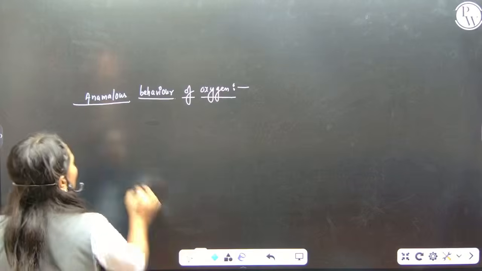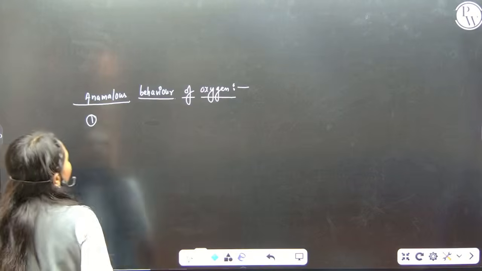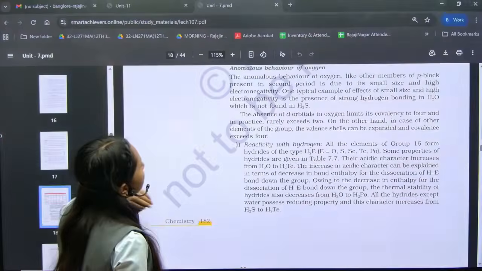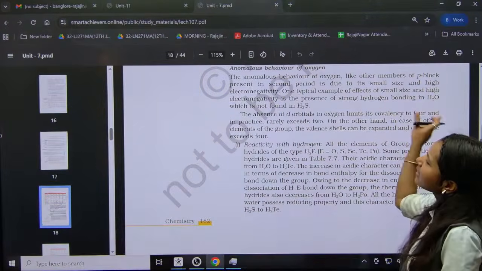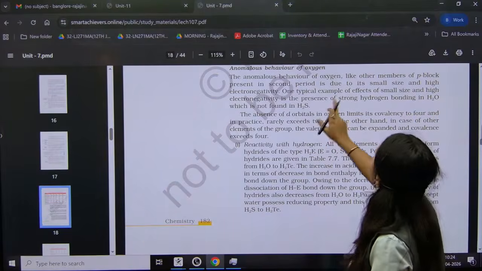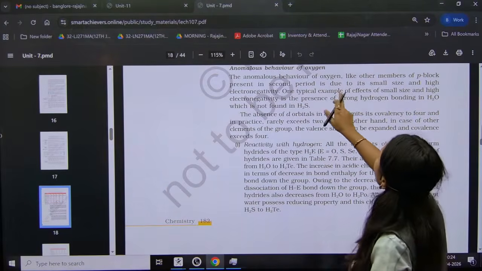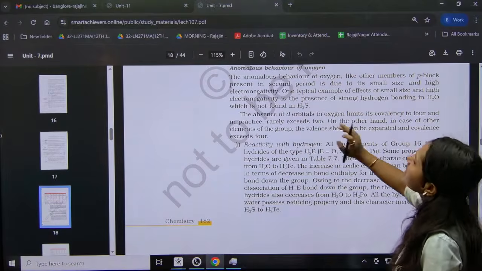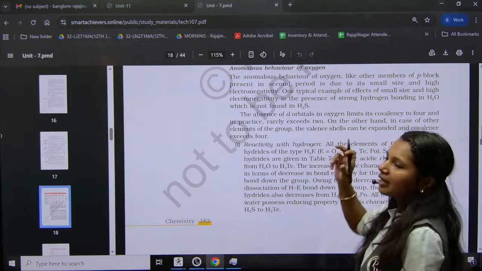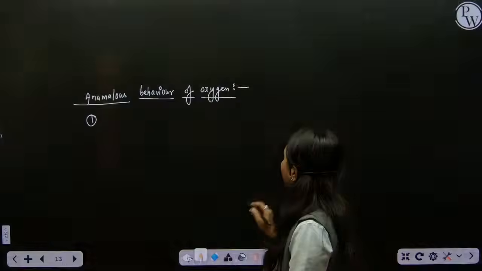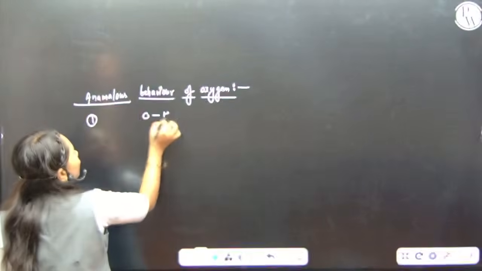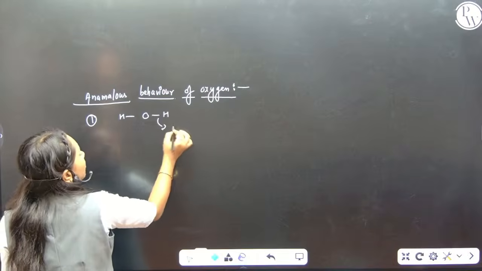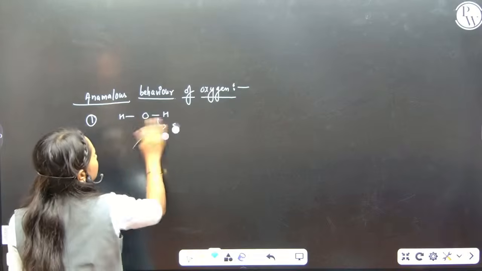Anomalous behavior of oxygen. What are the anomalous behaviors of oxygen? The reason is the same. It is a typical example of the effect of small size: hydrogen bonding in H2O. We know that water, oxygen, can form a strong H bond. Let me show this.